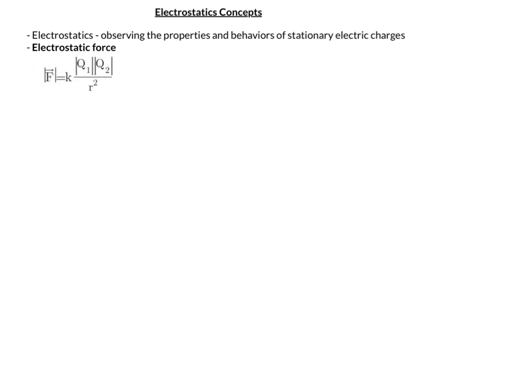The magnitude of the electrostatic force is directly proportional to the magnitude of the 2 charges and inversely proportional to the distance between the charges squared. This is the electrostatic constant K. It's approximately 9 times 10 to the 9th. So this equation here will give us just the magnitude of the force. For the direction, we actually have to draw the diagram and draw the arrows for the forces that act between the charges. So here I have a positive and a negative charge.